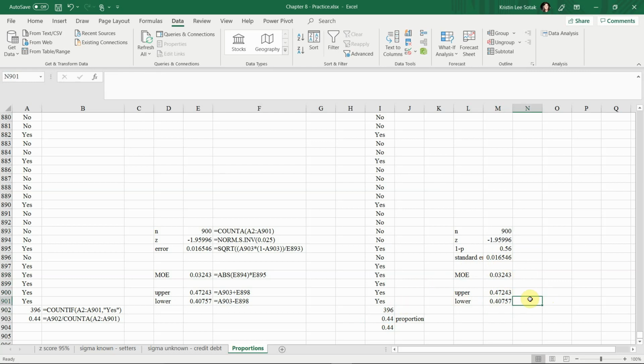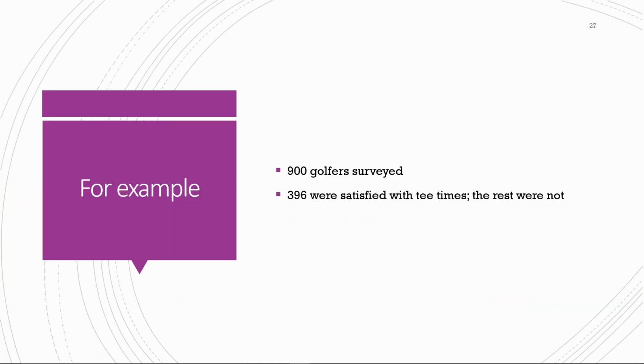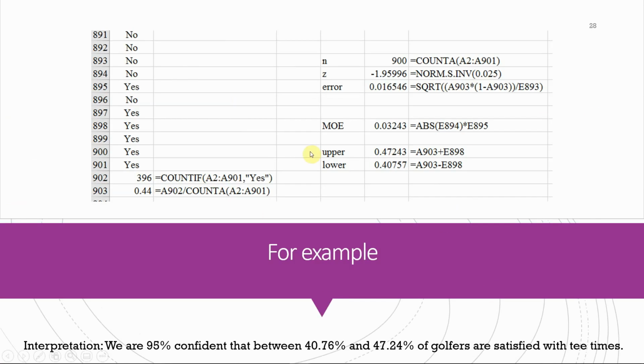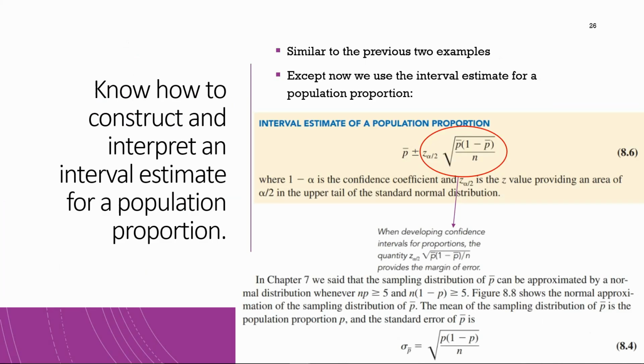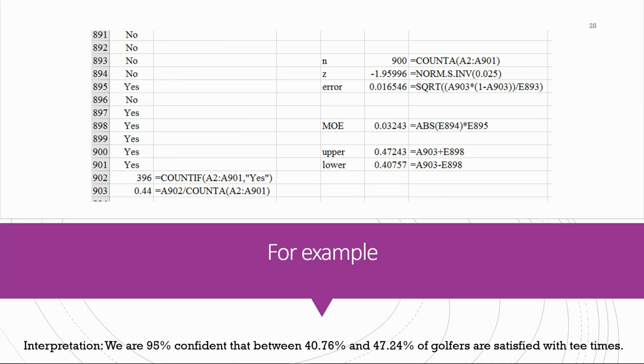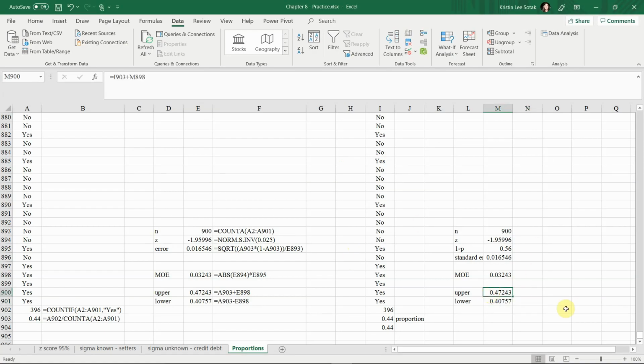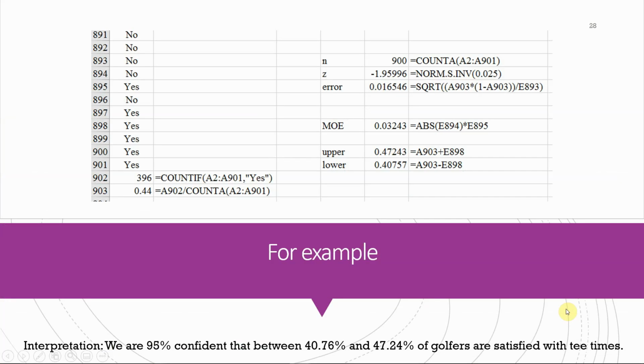So again, what does this mean? Why are we doing this? The implications, right, I think we're getting the idea that we have a formula to plug in a bunch of values to actually create our interval estimate, but ultimately, why does this matter? What is it telling us? So these upper and lower values for our interval estimate, basically the interpretation is that we are 95% confident, right, we use 95%, that between 40.76 and 47.24% of the golfers are satisfied with tee times.